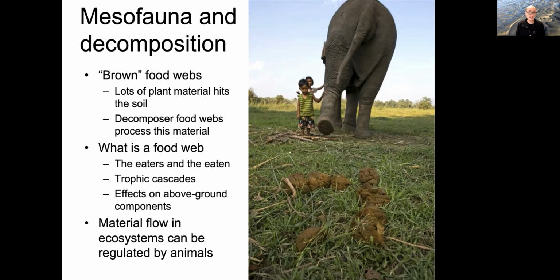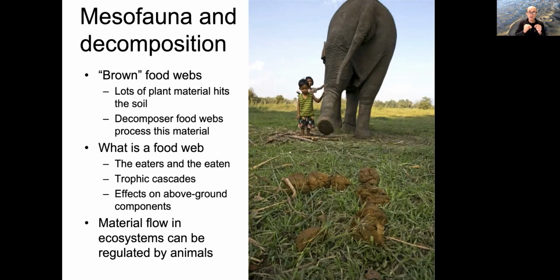And in order to understand this a little better, we're going to delve into what decomposer food webs look like, what are some of the organisms that play important roles in this, and what are the interactions that happen within the soils. We're going to talk about what a food web is, basically who eats whom, the eaters and the eaten. And I'm going to talk about this concept of a trophic cascade, which is a really useful way to organize and try to understand the consequences of interactions between consumers, things that eat things, and their resources.